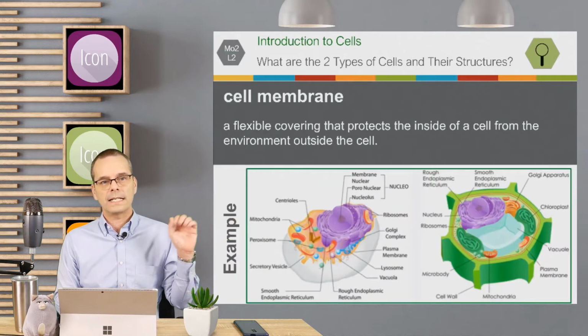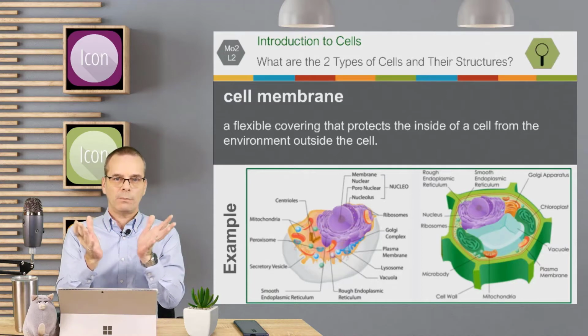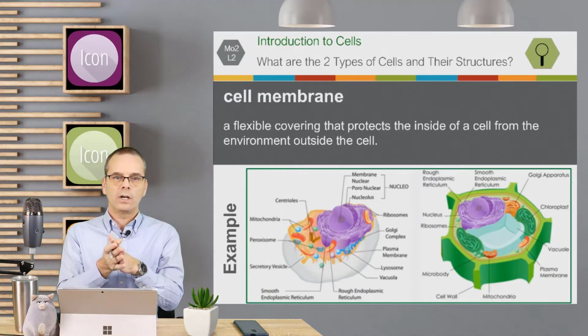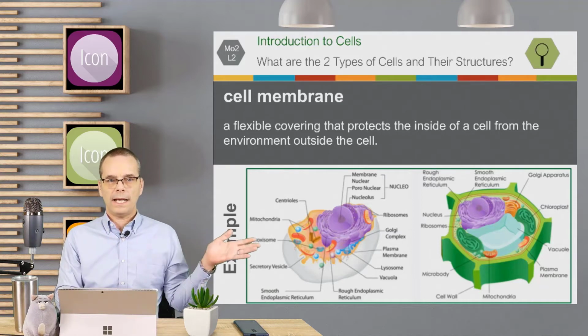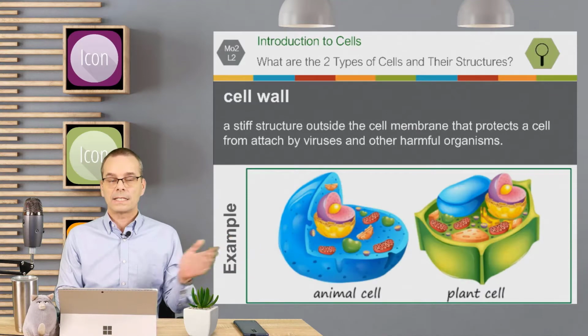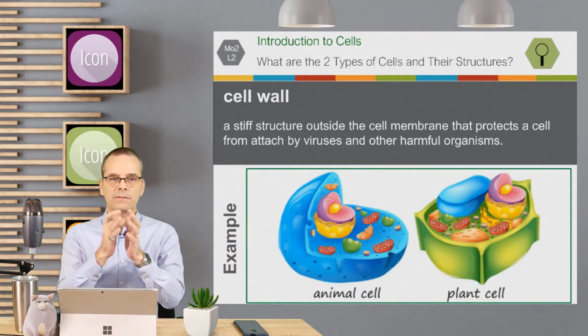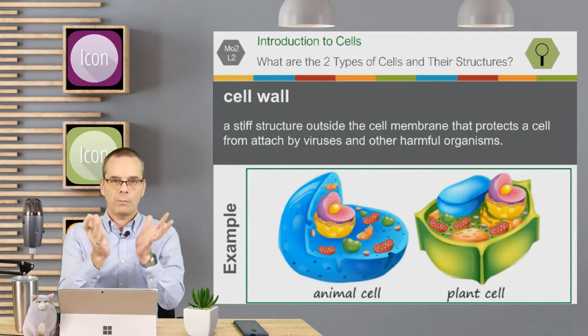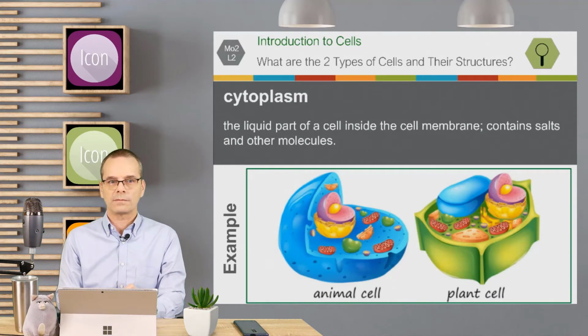The first word is cell membrane. A cell membrane is a flexible covering that protects the inside of the cell from the environment outside the cell. Both plant and animal cells have cell membranes. A cell wall is part of a plant cell, and it is a stiff structure on the outside of the membrane that protects a cell from attack by viruses and other harmful substances.